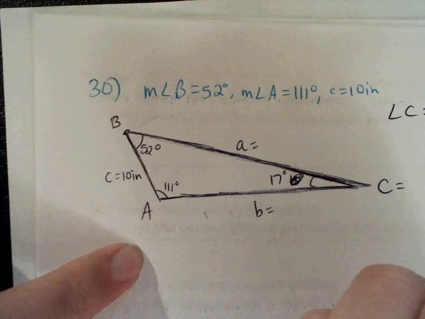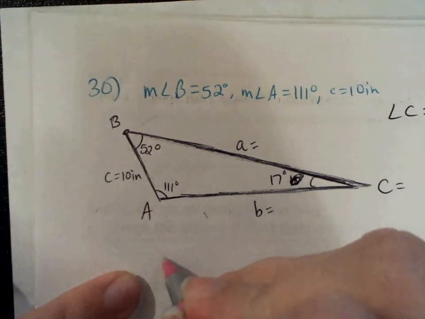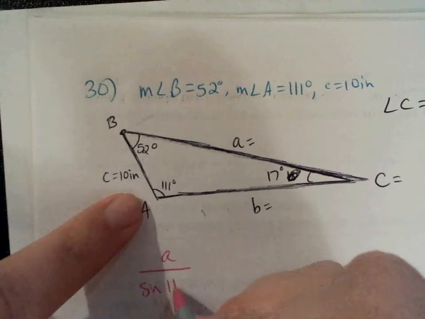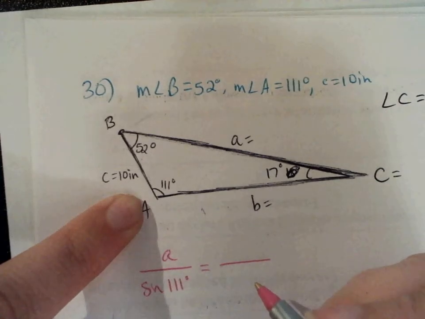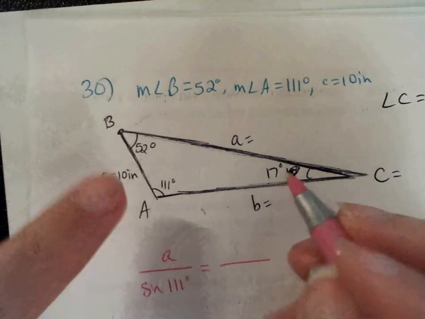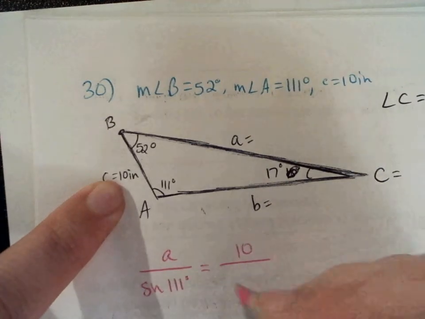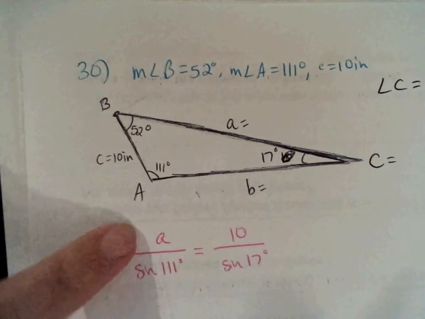Remember, I always said if I want to solve for a side length, I put it on the top using law of sines. If I want to solve for an angle, I put the sine of the angle on the top. As it is, I want to solve for A, so A divided by the sine of angle A, 111, equals, and I'm going to use the angle and side length I know. So side length on top, so 10, and sine of the angle on bottom, sine of 17 degrees.